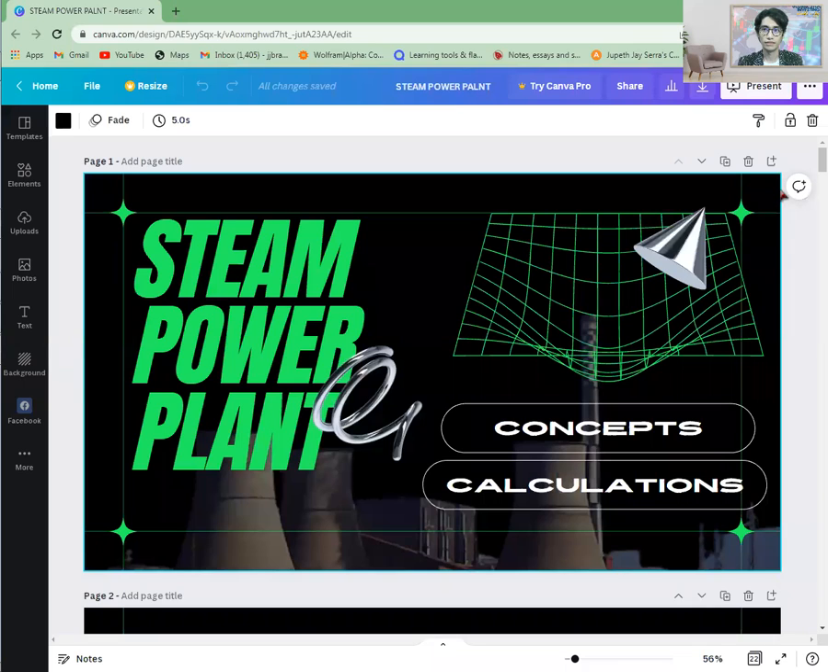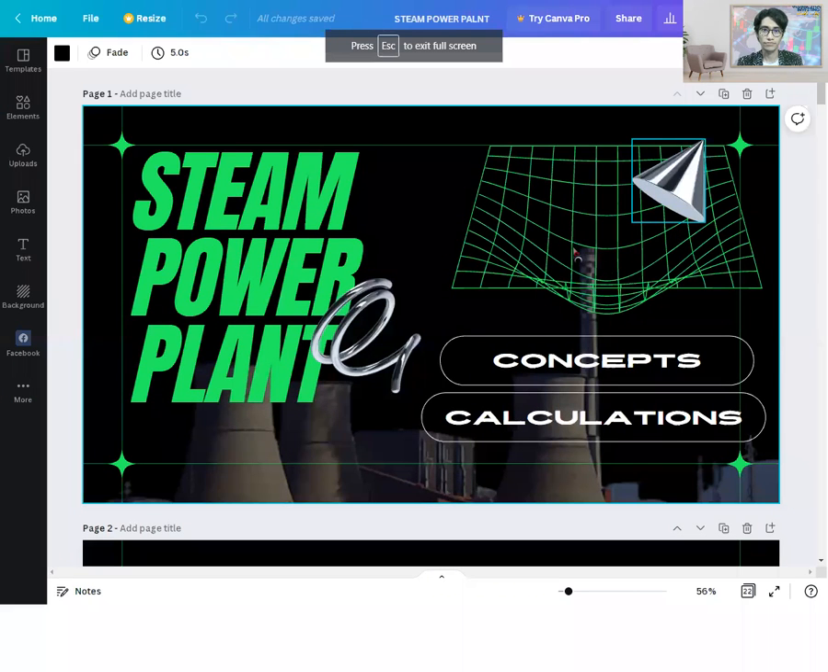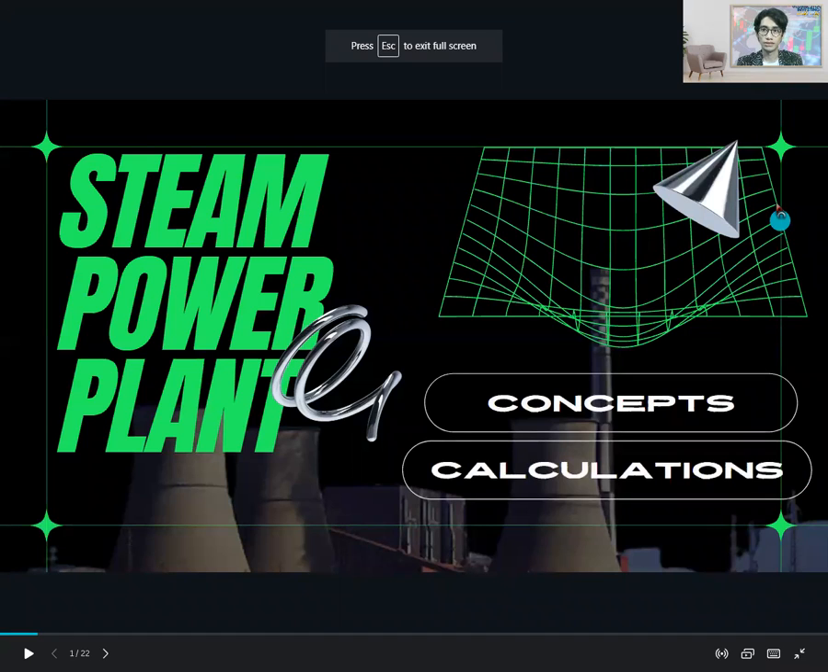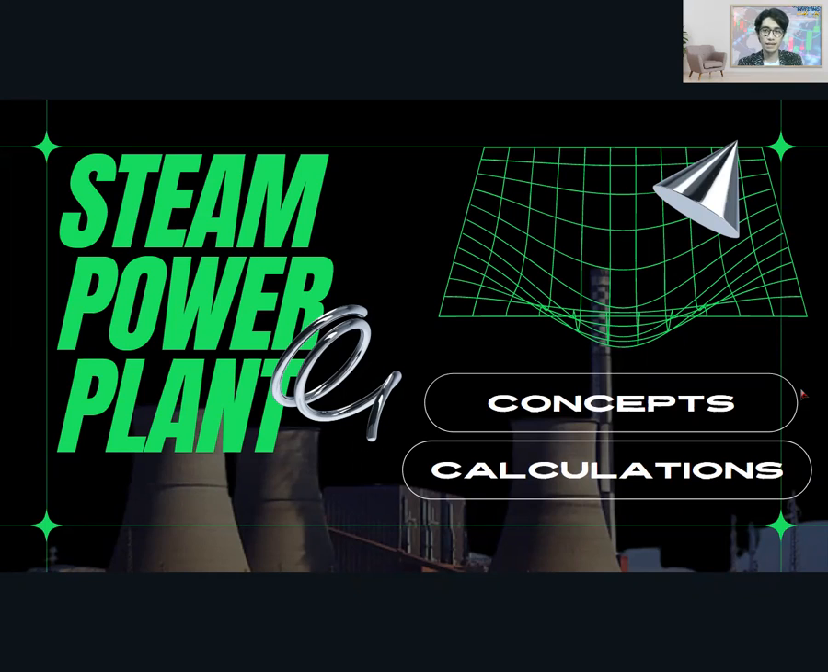Today, I'm going to discuss what a steam power plant is, the concepts and some of the calculations of steam power plants. So let me share my screen. Right. So, steam power plant, the concepts and calculations.